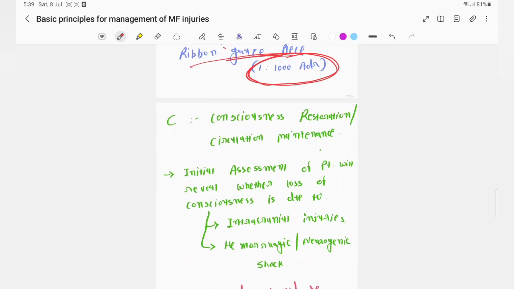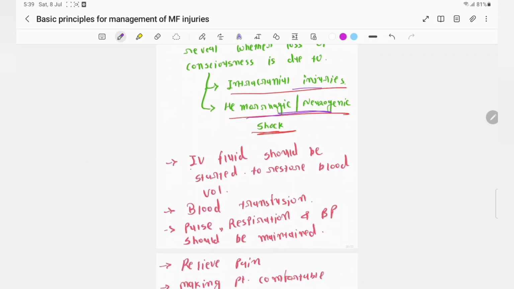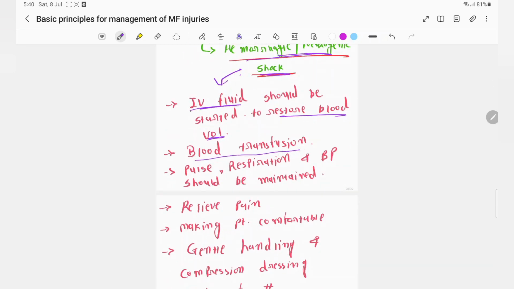As adrenaline has the property of vasoconstriction, it will help us to stop bleeding. Now moving to C, which is consciousness restoration or circulation maintenance. It involves assessing whether the loss of consciousness is due to intracranial injuries or due to hemorrhagic or neurogenic shock. If it is because of intracranial injury, we have to go for the surgical way. If it is because of hemorrhagic or neurogenic shock, we have to go for IV fluid. IV fluid should be started to restore blood volume, and also we can go for blood transfusion if very much blood is lost during injury.